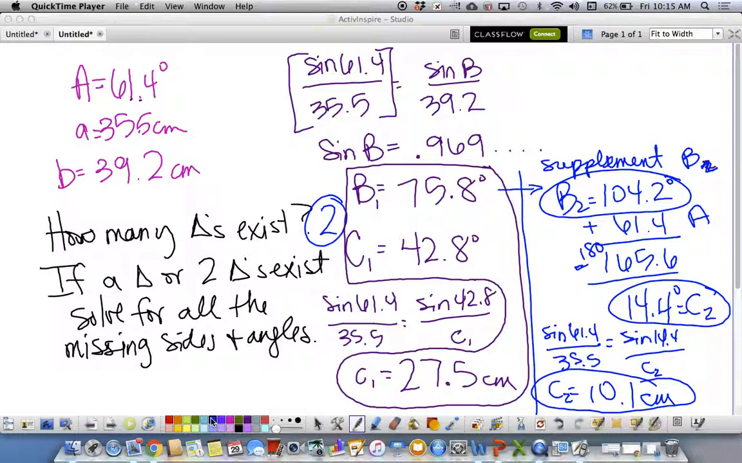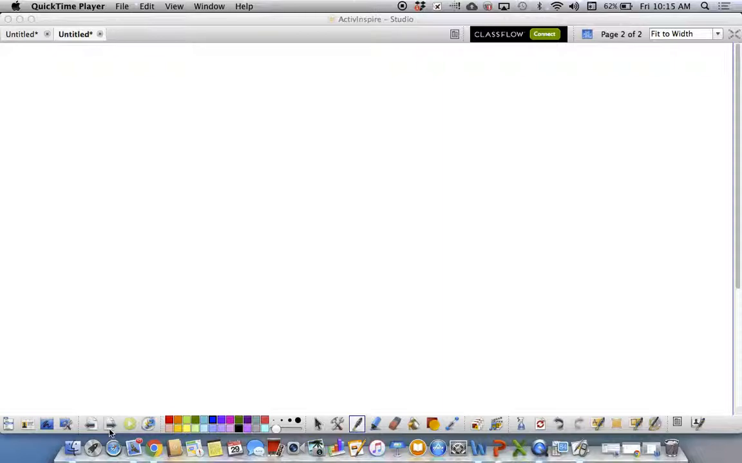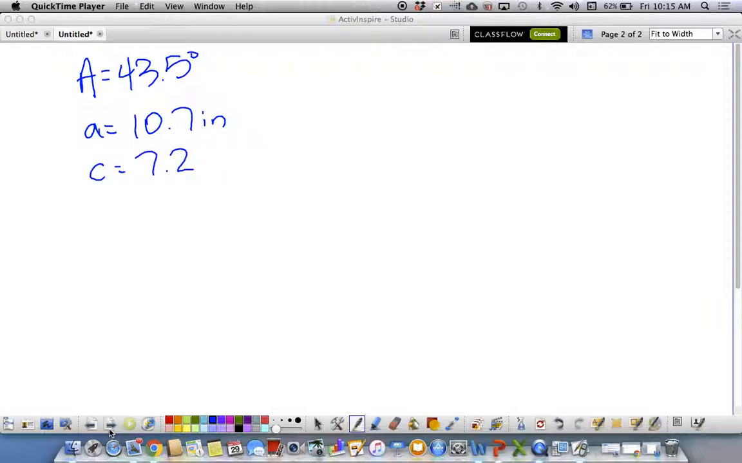Let's see. Angle A is 43.5. Little a is 10.7 inches. And little c is 7.2. Same questions.